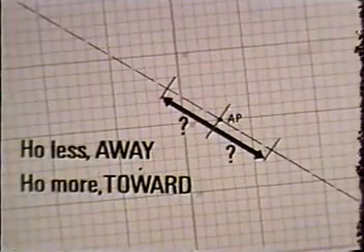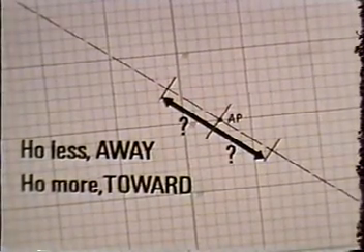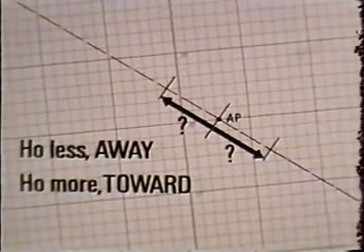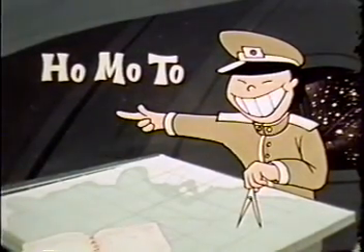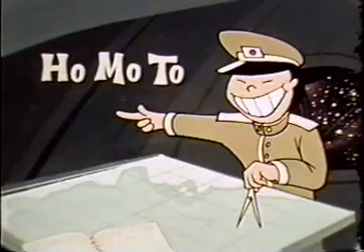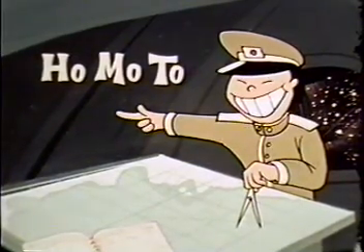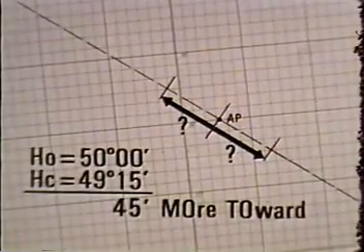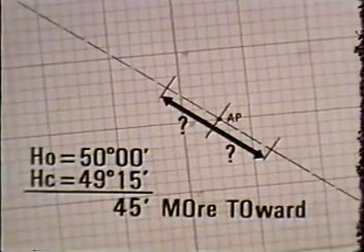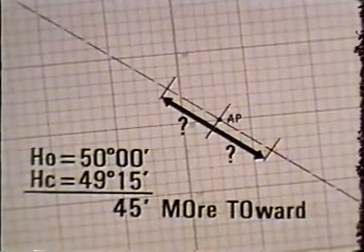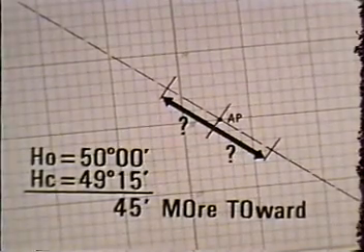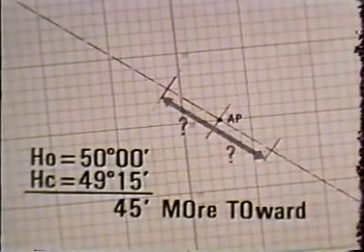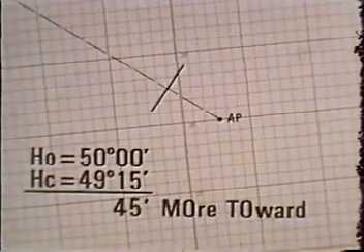Just remember Ho, Mo, To. Ho, more, toward. Ho, Mo, To. Think of the happy Japanese navigator, Lieutenant Homoto, smiling over your shoulder. In this case, HO is 45 minutes of angle more than HC. Remembering Homoto, you know you are 45 nautical miles toward the GP of the celestial body.